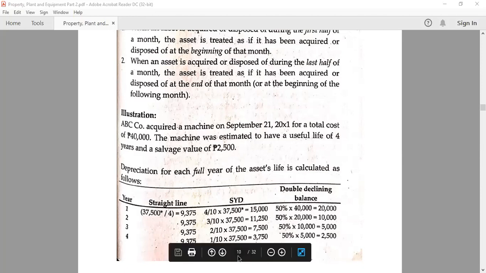In the absence of that, which is the case in our problems, if we can notice at the bottom part, it's counted. We can check that on the example. First year for straight line, useful life of 4 years, so that's why it is constant. And then for SYD, the total of 4 years is 10, 1 plus 2 plus 3 plus 4, and then decreasing 4, 3 to 1.